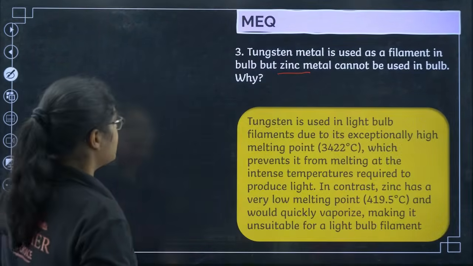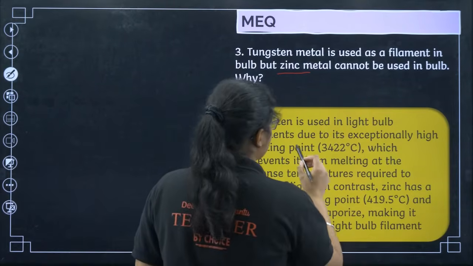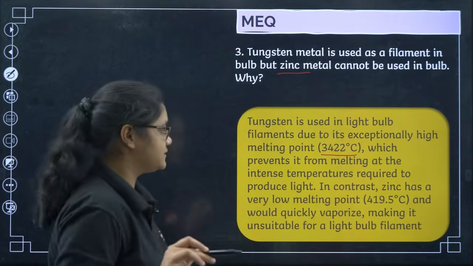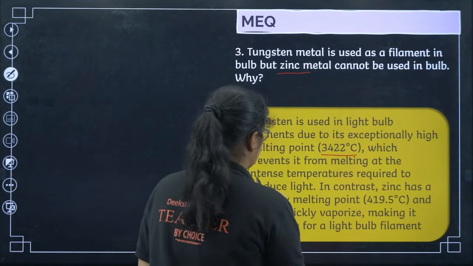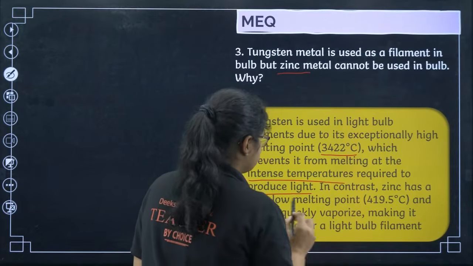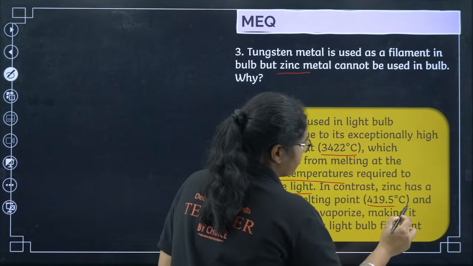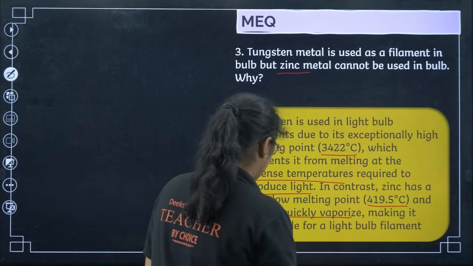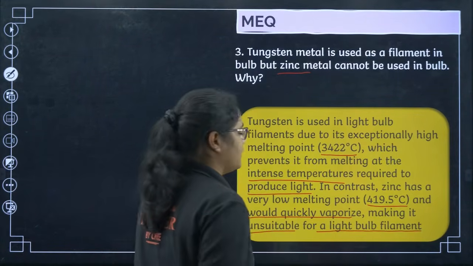Okay, so you can see here, tungsten is used in light bulb filaments due to its high melting point, that is 3422 degrees Celsius, which prevents it from melting at the intense temperature required to produce light. In contrast, zinc has a very low melting point of only 419 degrees Celsius, which would quickly vaporize, making it unsuitable for a light bulb filament.